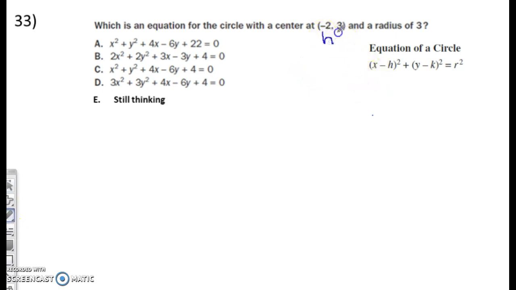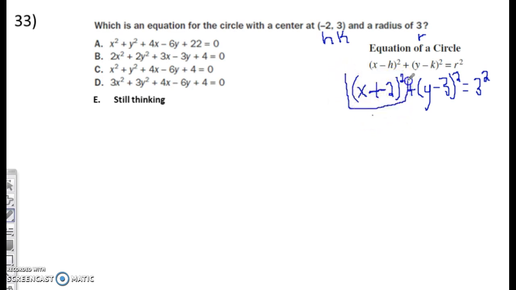Alright, so let's go ahead and plug in. I'm going to label this h and k, and this is r for radius. So I'm going to get x minus, and then my h value is -2. So minus -2 ends up being the opposite of -2, which is +2. And then y minus, and my k value is 3. And then my r is 3 as well. So now we need to see which one of these matches this equation, which means we're going to have to multiply it out. So I'm going to start off by taking x plus 2 and squaring it.